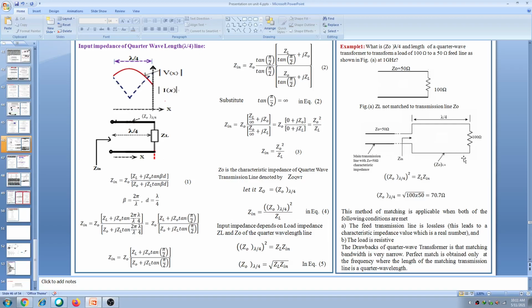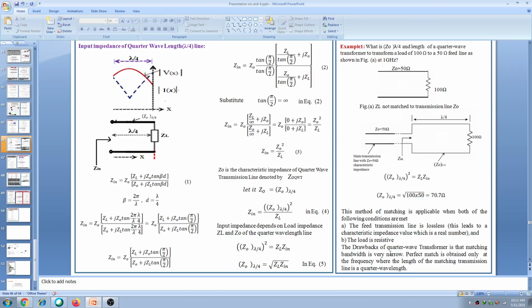Now this matching is applicable only if the load and the characteristic impedance are real. Then only can you apply this impedance matching circuit. The quarter wave transformer is only for a resistive load, and this must be a lossless line. Then only can this method of impedance matching that I have written here be applied. The feed transmission line must be lossless and the load must be resistive.